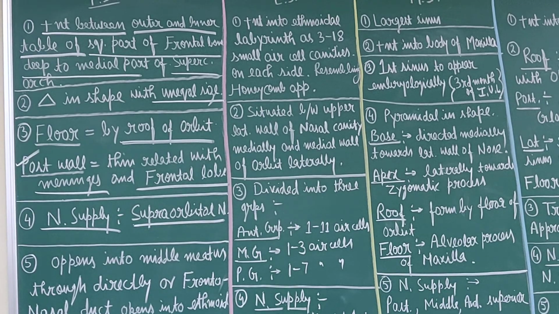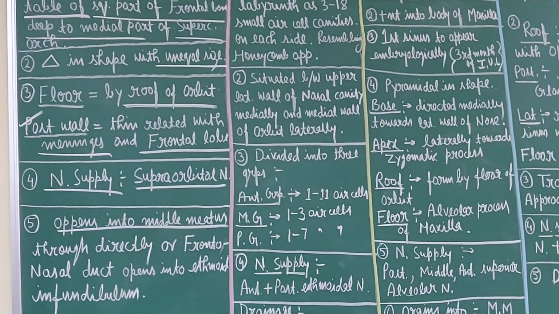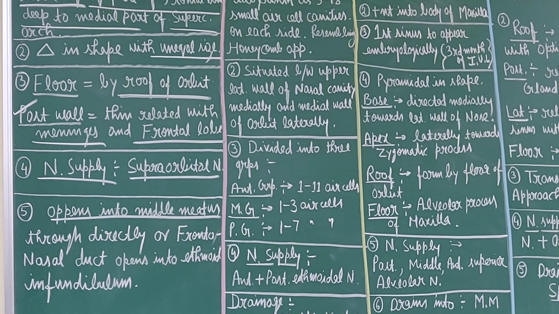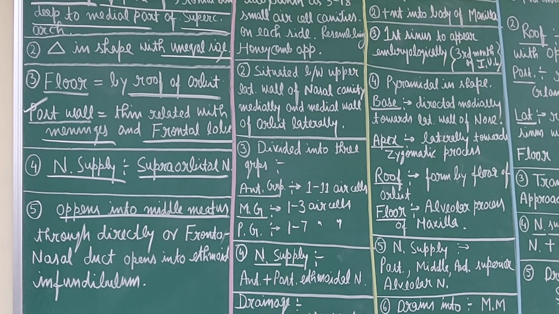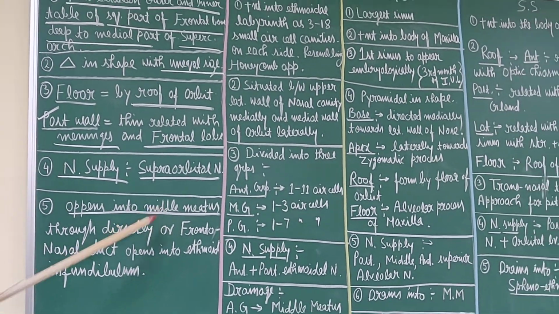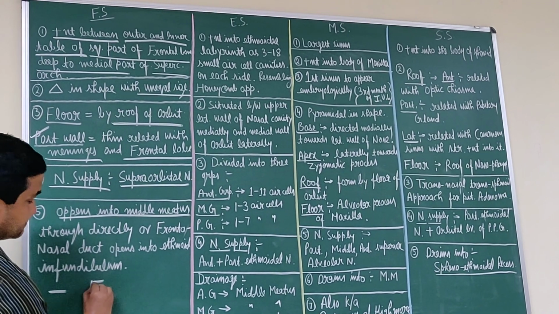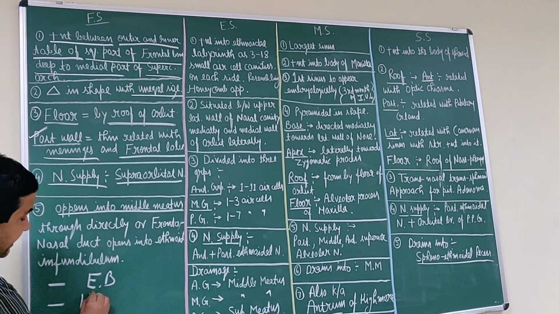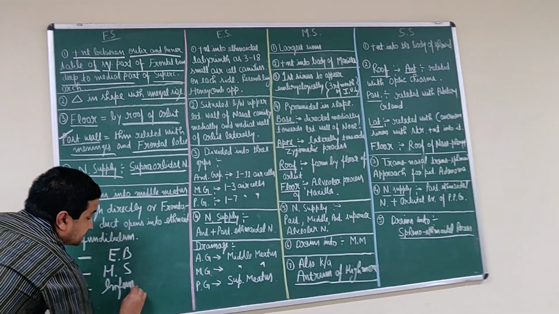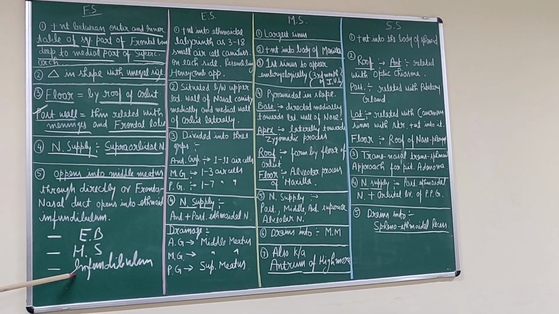Now this frontal sinus opens into the middle meatus. If you remember the lateral wall of the nose, there are three features present in the middle meatus, deep to the middle concha. The three features are the ethmoidal bulla, hiatus semilunaris, and the infundibulum. These are the three features present in the middle meatus.